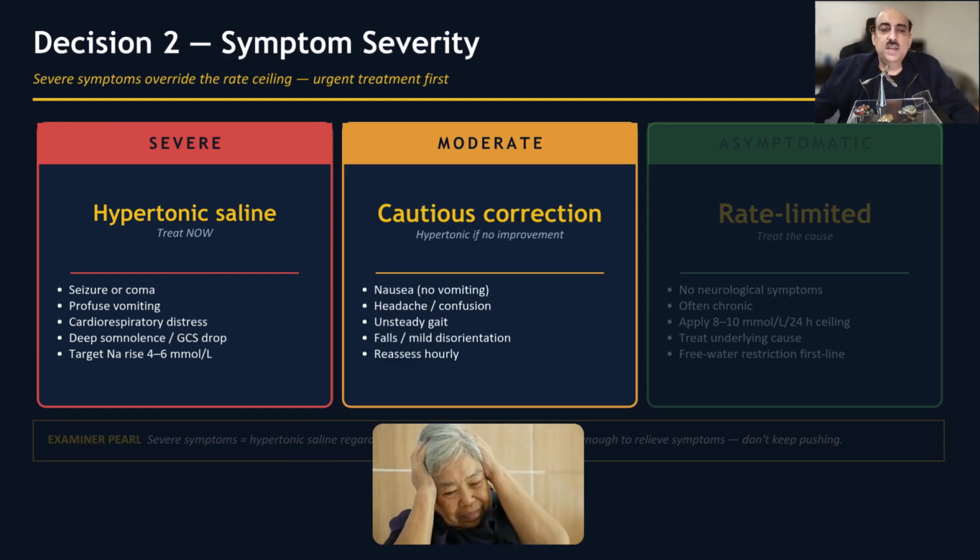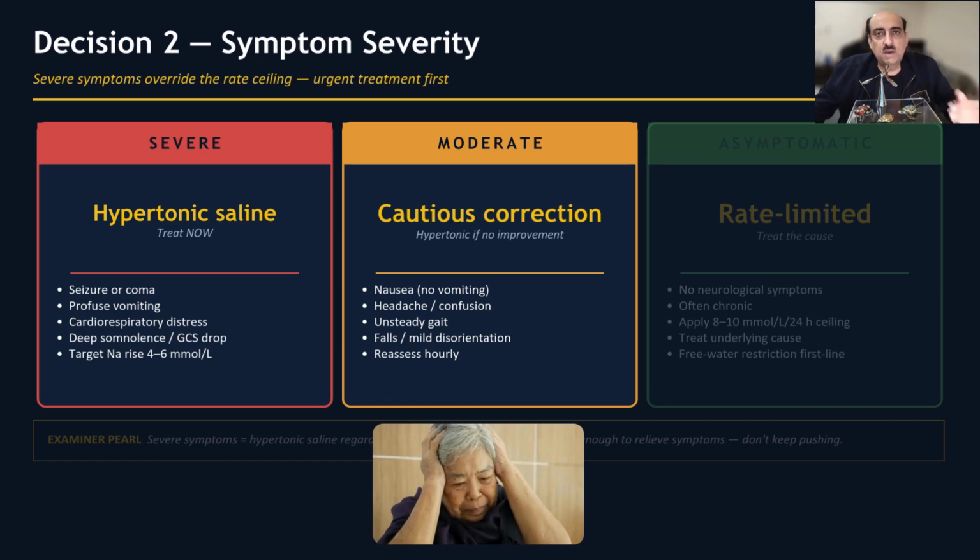In the second category, patients with moderate symptoms, which means symptoms like nausea without vomiting, mild headache, mild confusional state, unsteady gait, and falls, you need cautious correction. Frequent, hourly reassessment is really, really important. If there is no improvement, then you can escalate to hypertonic saline.